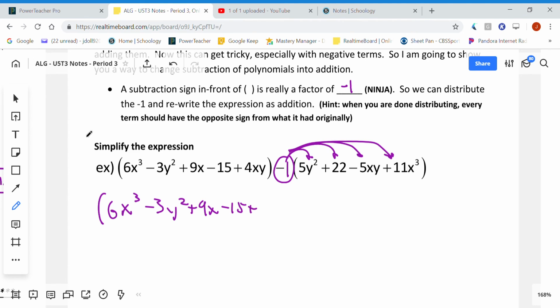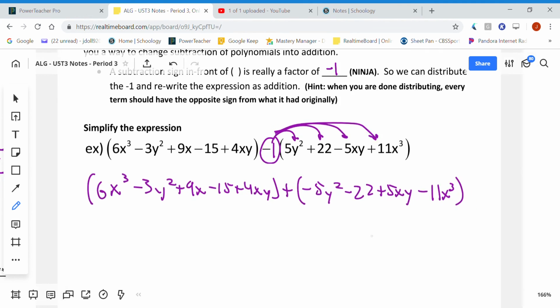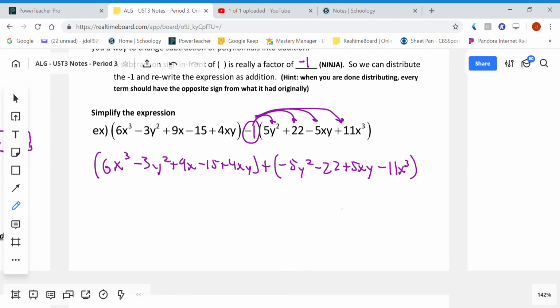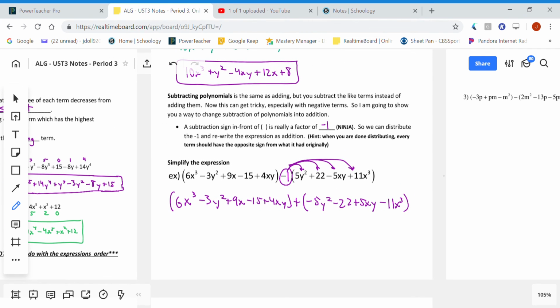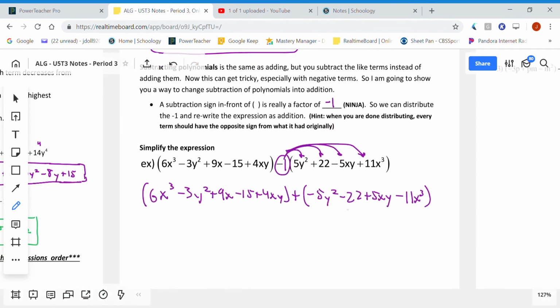What that's going to do, by multiplying by that negative 1, I am going to take my expression, and the first polynomial isn't going to change at all. But what I'm going to be able to do now is instead of subtracting, I can add the opposites of every term here. So instead of subtracting 5y squared, I'm adding negative 5y squared. Instead of subtracting positive 22, I'm adding negative 22. Instead of subtracting negative 5xy, I'm adding 5xy. And my last thing would be there. All right, so now once I've done this, once I've distributed that negative 1, once I've changed the subtraction to addition, now this example is exactly the same as above here.